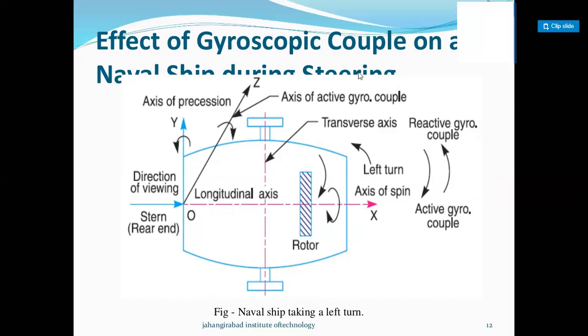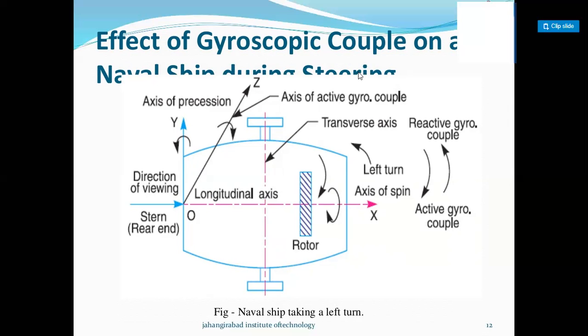When the ship takes a right turn with the rotor moving in the clockwise direction, when viewed from the rear end, the gyroscopic couple acting on the ship is analyzed. Again, the couple acts in a vertical plane, between stern and bow. Now the reaction couple tends to lower the bow and raise the stern, right? Meaning it will change the position of stern and bow.